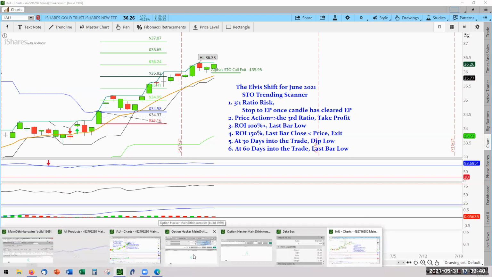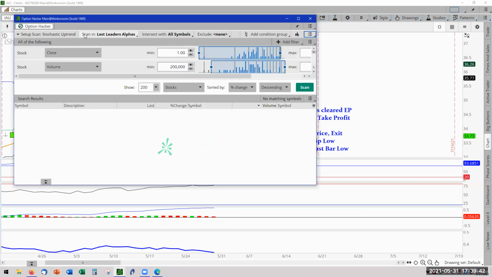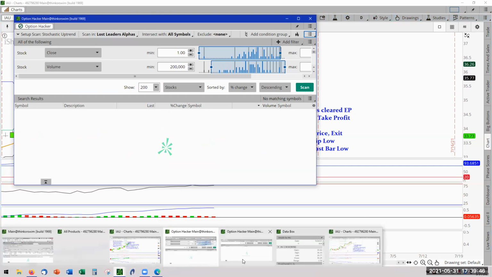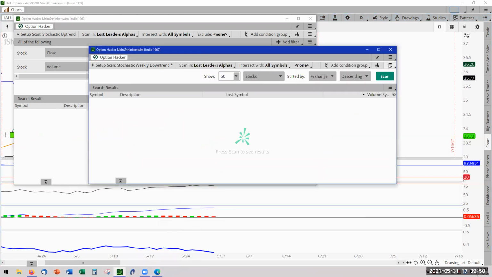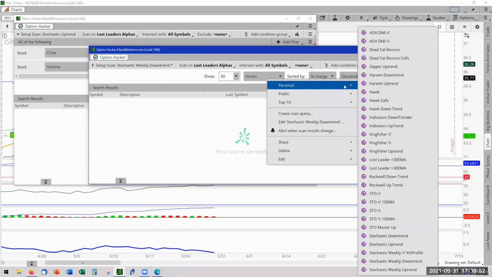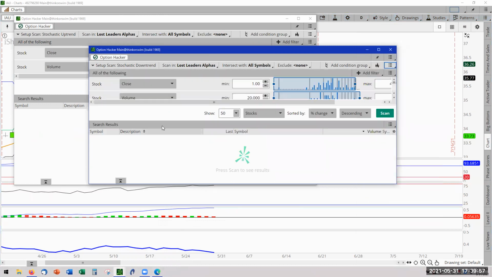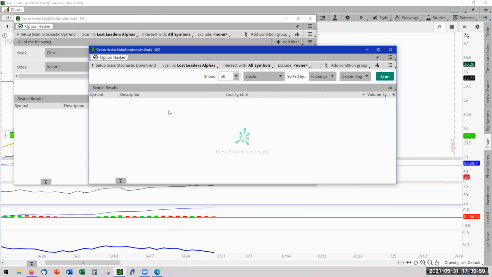So now we're going to go to our scanner. And here's our scanner for the uptrend. And going over now to the other one, here's our scanner for the weekly downtrend. So let's go ahead and load up the stochastics downtrend. Remember, all this is looking for is stochastics and RSI all in a positive direction along with confirmation from the 10 EMA. So we're on the alphas and we're going to run the scan.